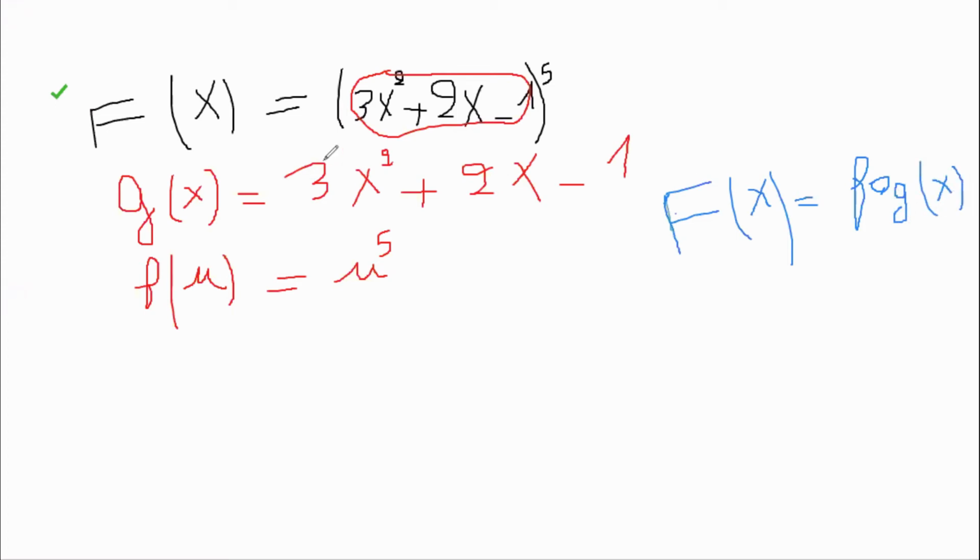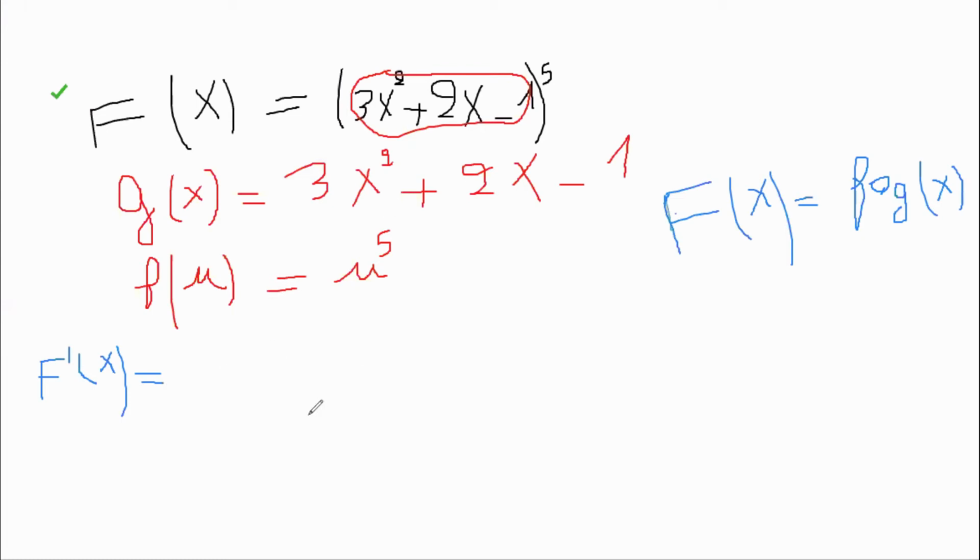Then g of x is the inside function, which in this case is 3x squared plus 2x minus 1. The outside function is parentheses to the 5. Then we have to look at the function like that. This is the main important point. Why? Because after that, when we want to differentiate capital F of x, F of x prime is equal to what?